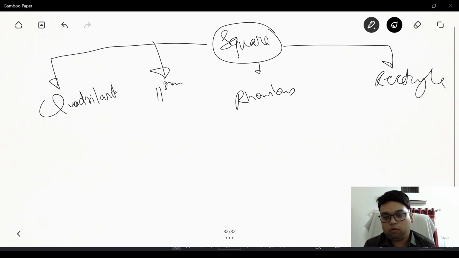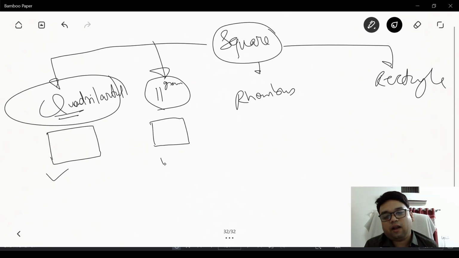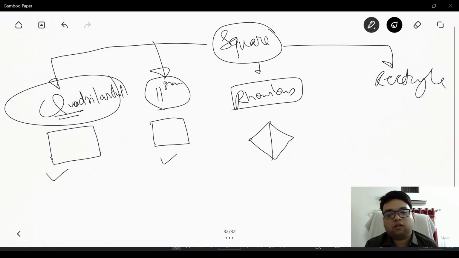Quadrilateral: as we know, the property of a quadrilateral is that it has four sides. Quad, it has four sides. So a square has four sides. That's why a square is a quadrilateral. Parallelogram: opposite angles are equal, opposite sides are equal. So here all the properties lie in the square. So it is also a parallelogram. Now in case of rhombus, here also the bisectors are equal, angles are equal. These properties also lie here.